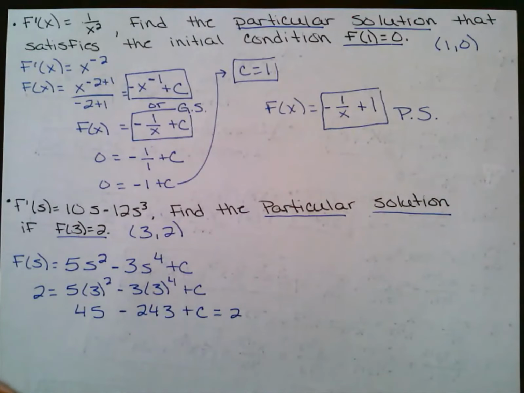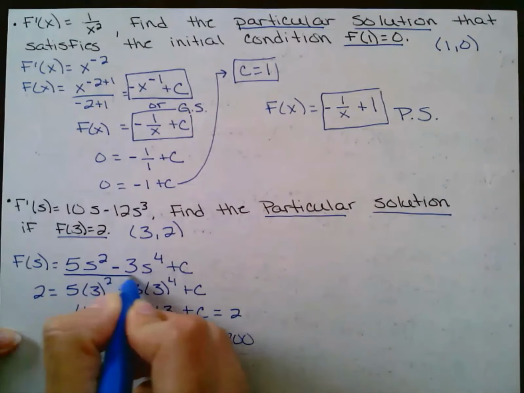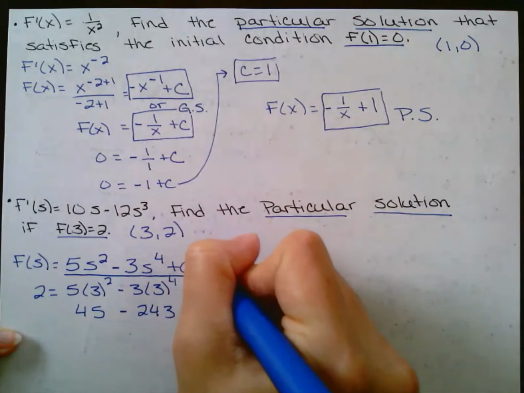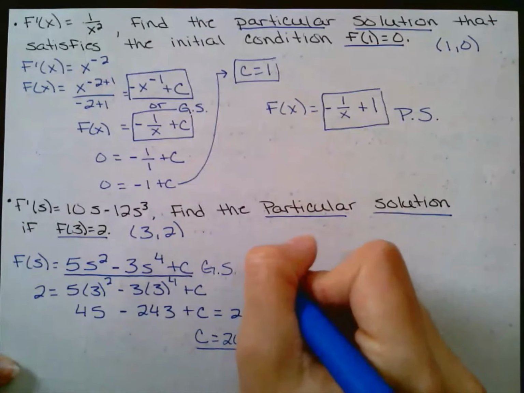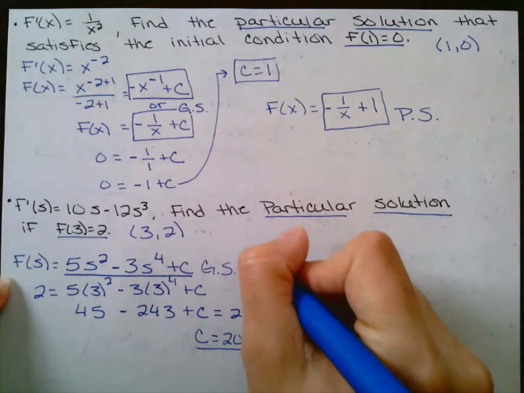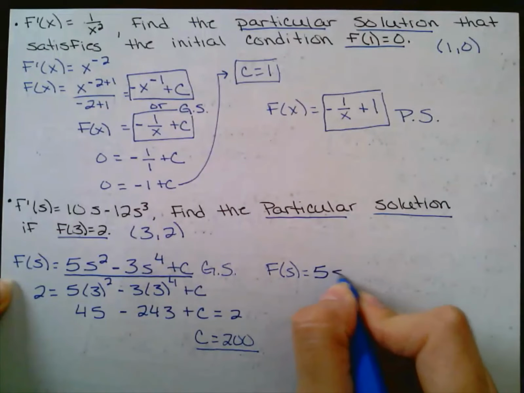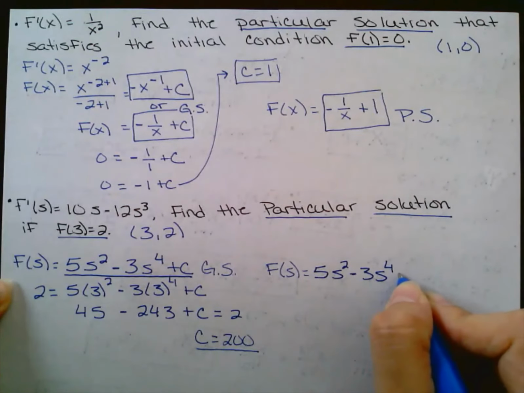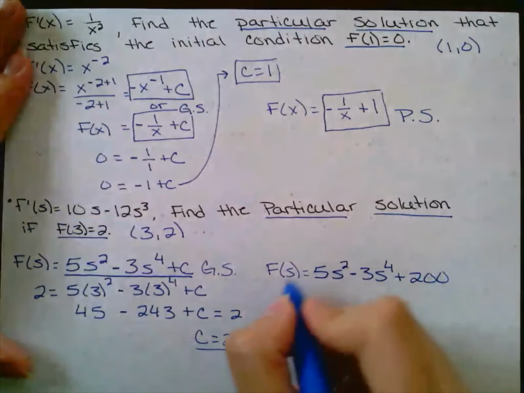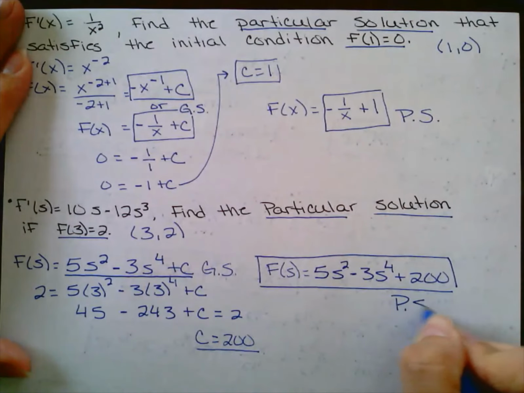And when we clean that up, feel free to use your calculators. You get that c is 200, okay? So over here I had my general solution. I have my c, and now my last step is going to be to plug c into my general solution. So I have f of s equals 5s squared minus 3s to the 4th, and instead of plus c, I'm going to put plus 200, and that is my final answer. That is my particular solution.